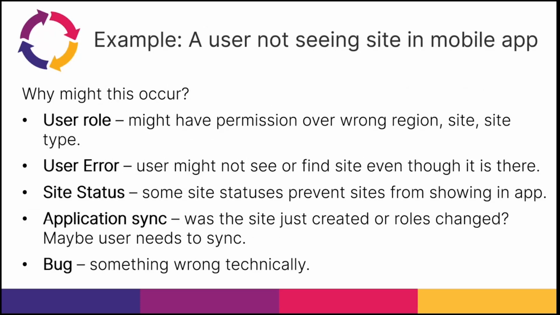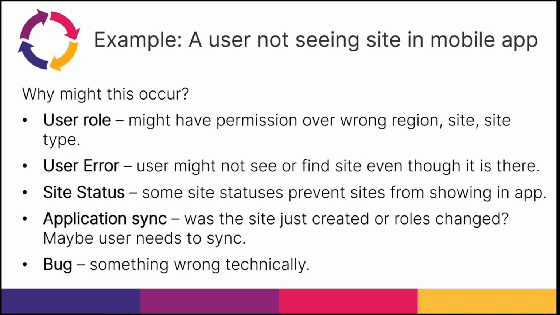So I'm going to look at an example here. A very common example is when a user is not seeing a site that they're supposed to work on in the mobile app. Just to illustrate this point, this could be due to a range of reasons. I've mapped out 4 or 5 reasons here. The first might just be that their user role is incorrect. Maybe they don't have permission over that site or the region, and their user role needs to be correctly assigned or corrected.